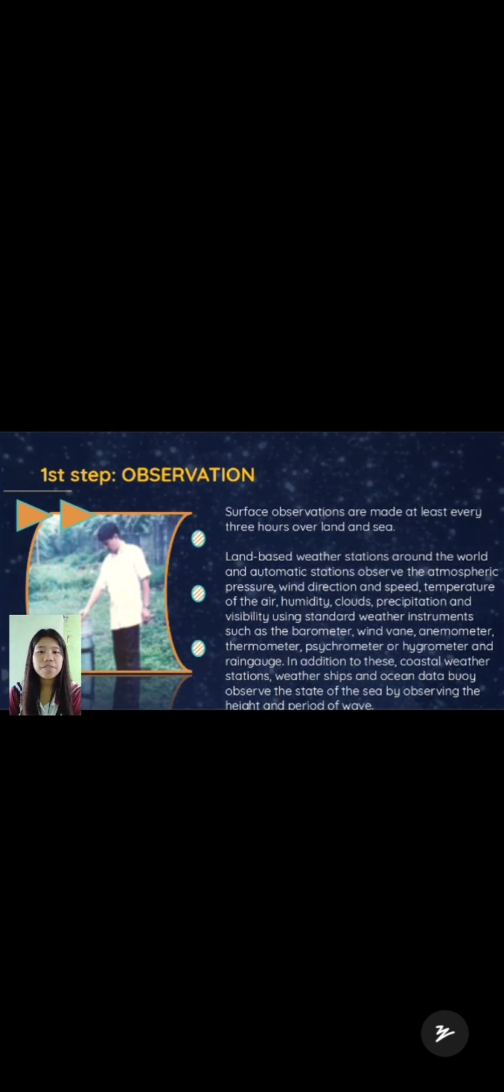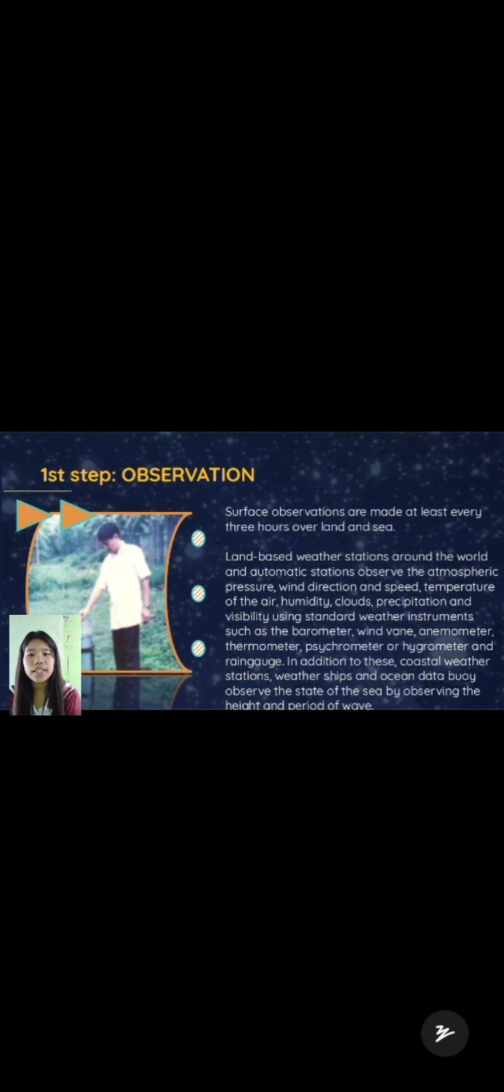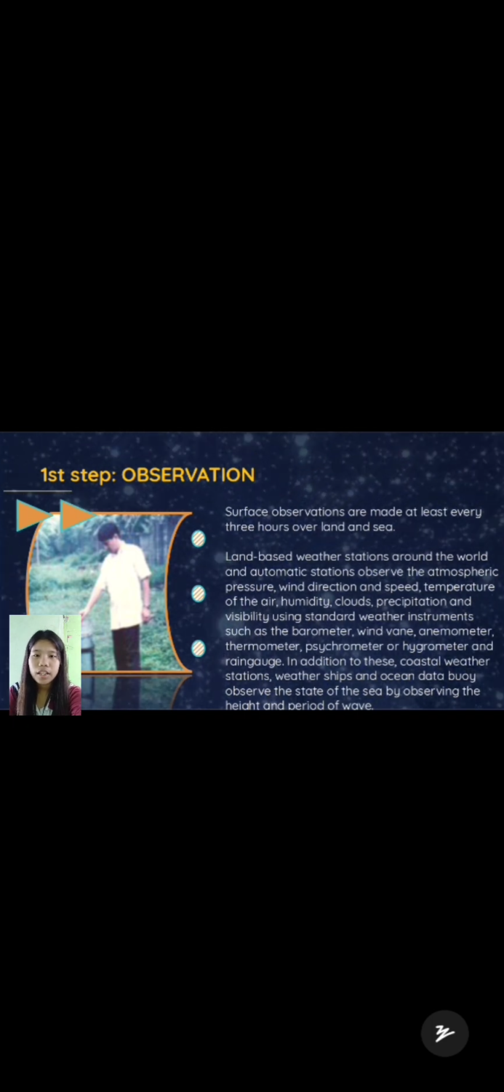In addition to these, coastal weather stations, weather ships, and ocean data buoys observe the state of the sea by observing the height and period of waves. The upper air stations around the world also make observations at least every 12 hours.